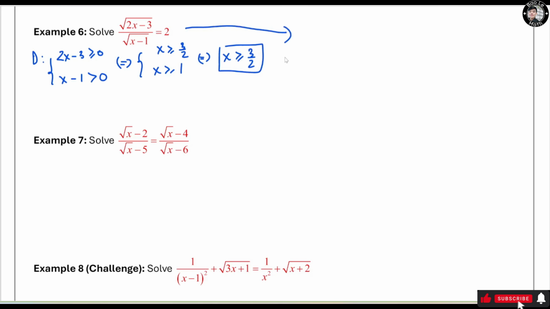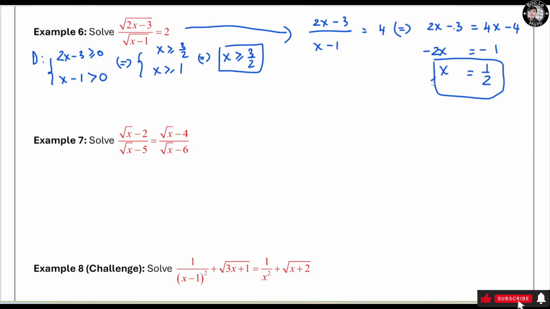The equation right here becomes, we're going to square both sides, so we have 2s minus 3 over s minus 1 equals 4, right? Multiply both sides by s minus 1. So this guy turns out to be 2s minus 3 equals 4s minus 4, right? Now subtract 4s both sides, so it could be negative 2s, and add 3 both sides, it could be negative 1, right? Divide both sides by negative 2, so s equals 1/2, right? Now s equals 1/2 is less than 3 over 2, right? So, no solution.